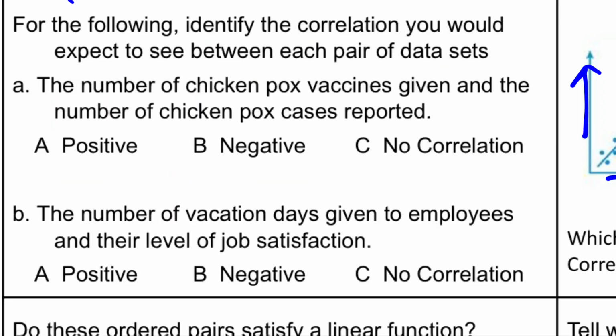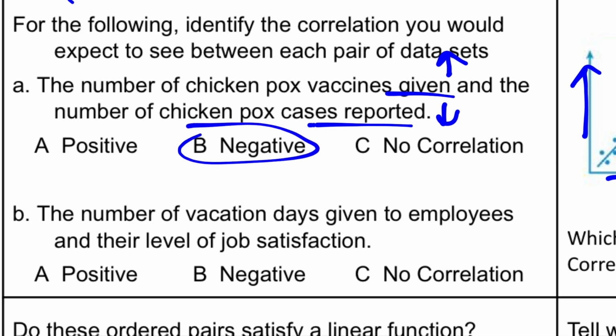Here are some scenarios: the number of chickenpox vaccines given and the number of cases reported. If you are giving more vaccines, theoretically you will have fewer cases. That would be a negative expectation. If the number of vacation days goes up, then job satisfaction is going to go up as well. I expect anyway. People like taking vacations.